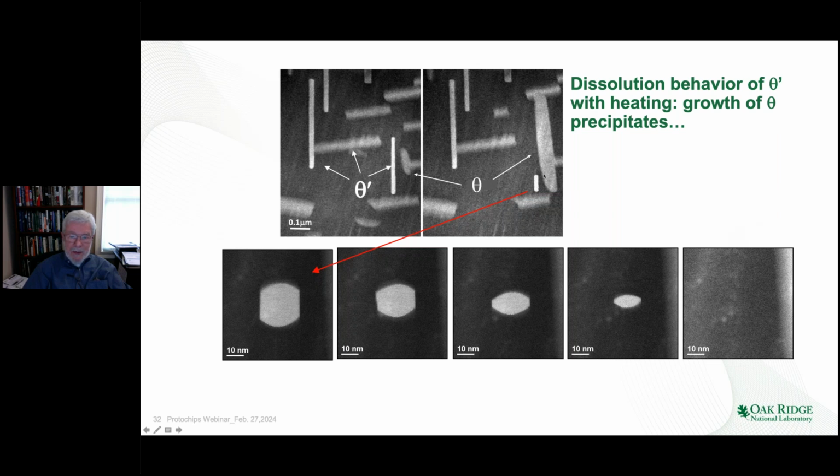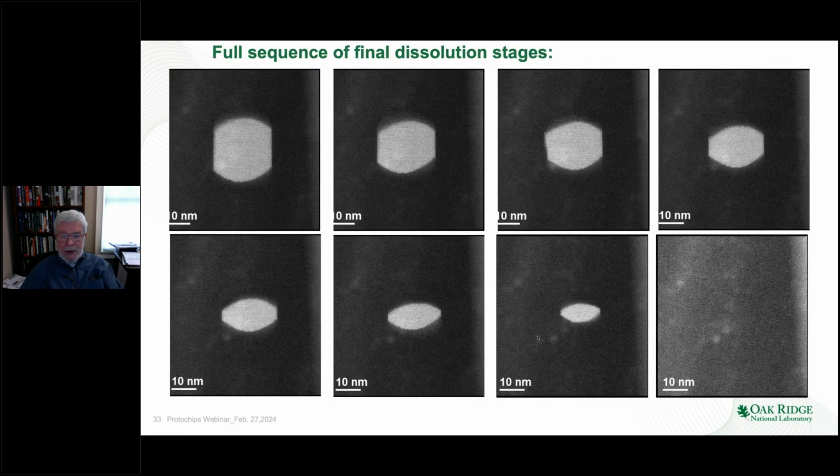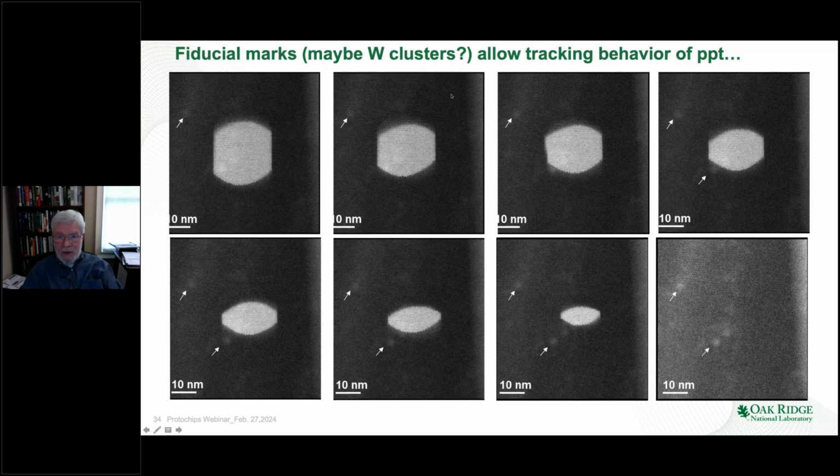But if you look at this one at high magnification, we took these images along the way, and you can see it's just slowly dissolving. And here's the entire sequence where it goes all the way down to fully dissolved. But you notice these features, just a little bit of clusters, and they're out of focus because they're at a different plane than the precipitate itself, but you can see them. There are still these features that are there.